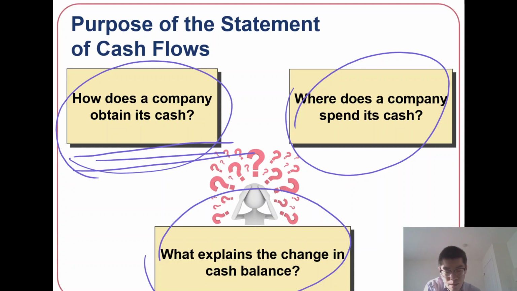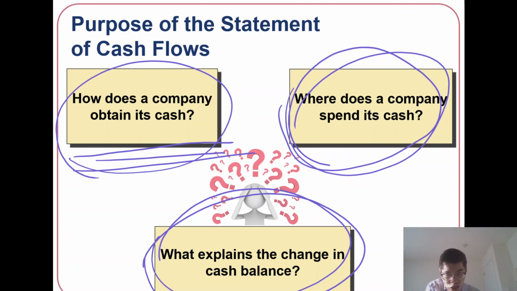First, we can see where the money comes from, and usually it's from their business operations, their revenue earnings. And where do we spend cash? How much debt you need to pay off, and how much cash expense you need to pay. And what explains the change in cash balance, whether the cash balance increases or decreases, and what activities cause that change.